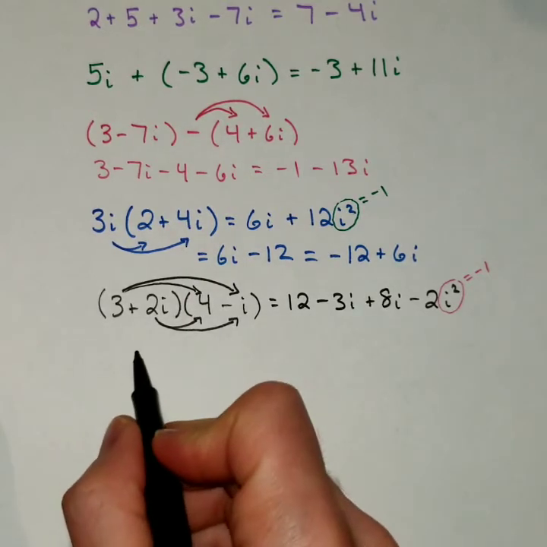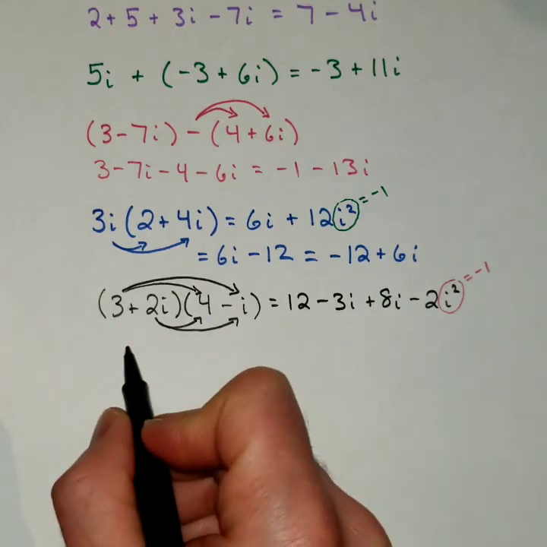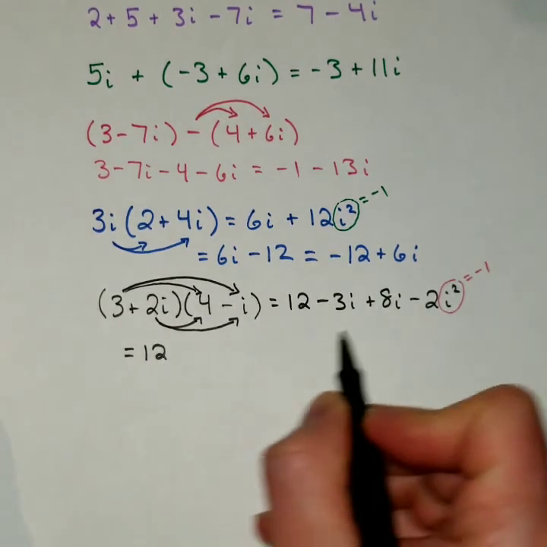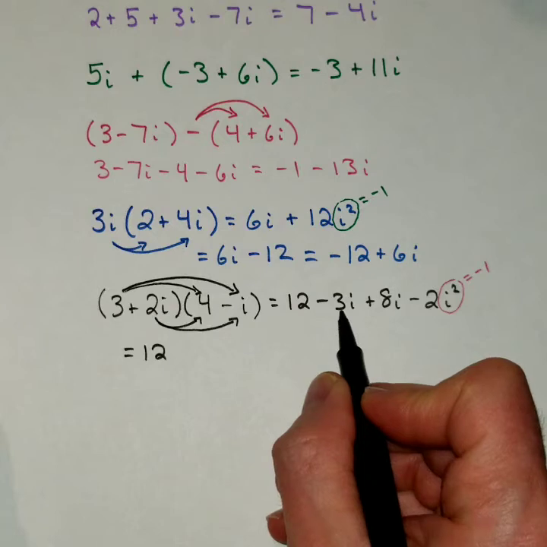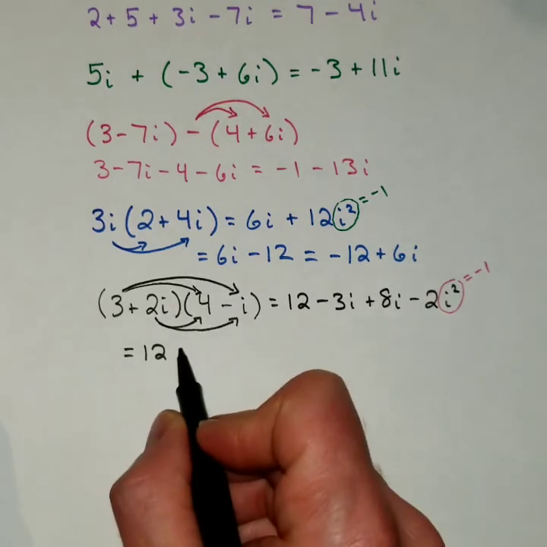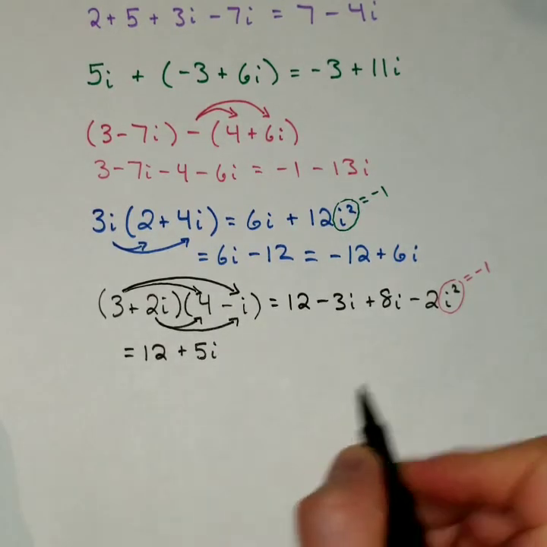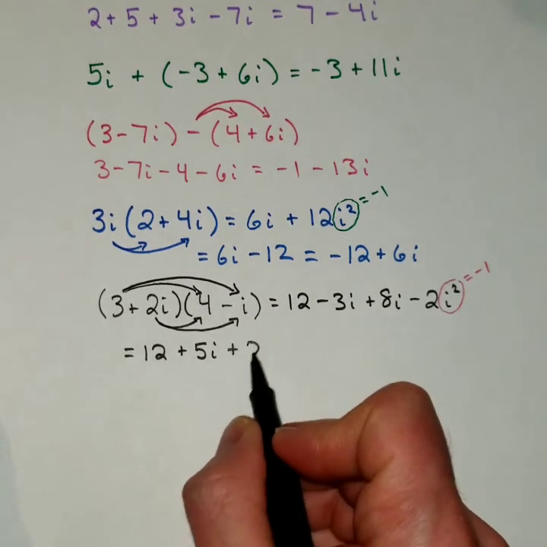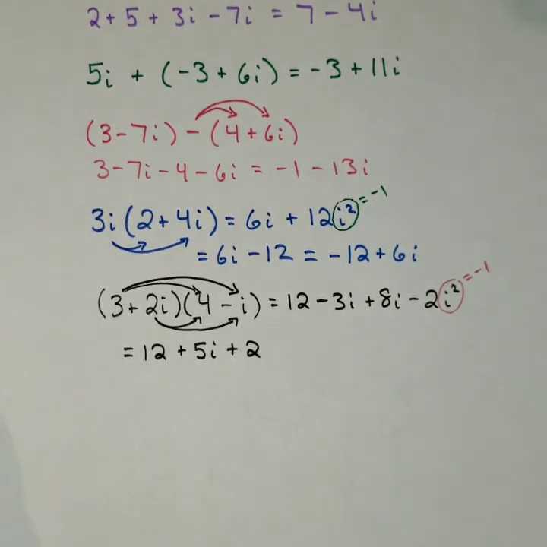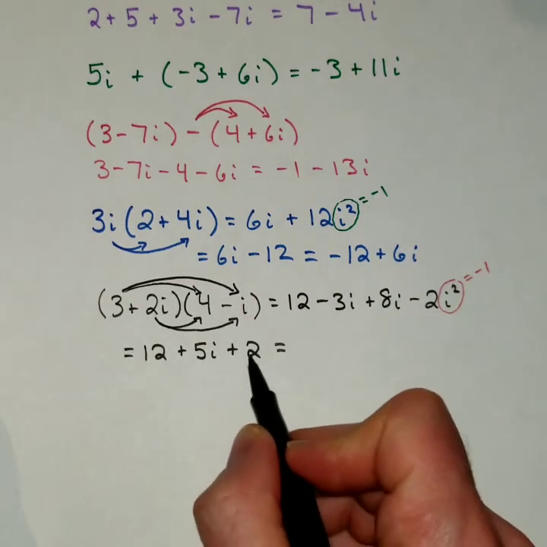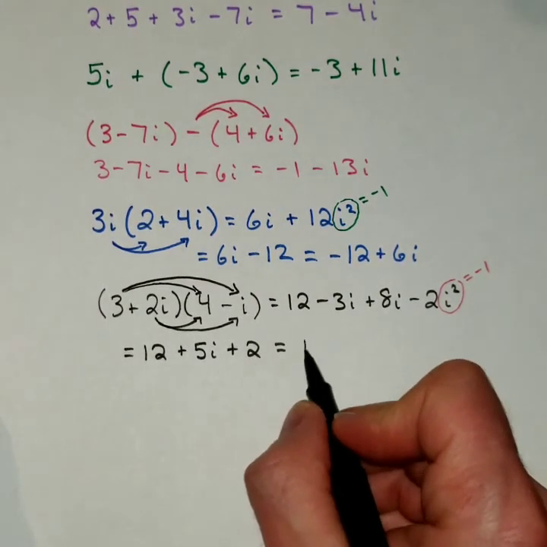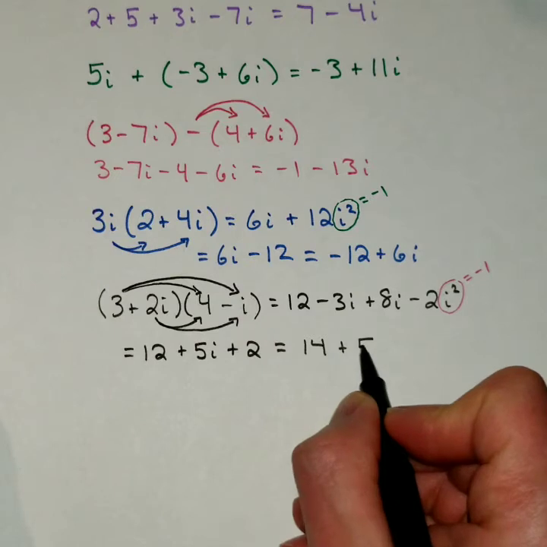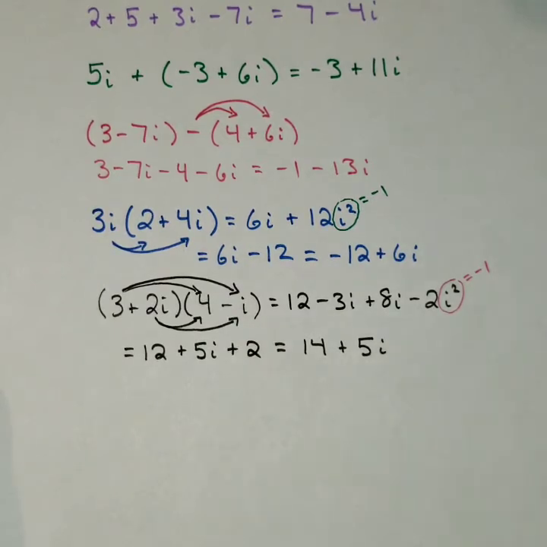So if I want to finish this off, I might write this as 12. Now I can combine the two terms in the middle because they're like terms. That's going to be plus 5i. Then negative 2 times negative 1 makes a plus 2, so it changes the sign of that term. Again, I combine the real parts and I get 14 plus 5i. Okay.